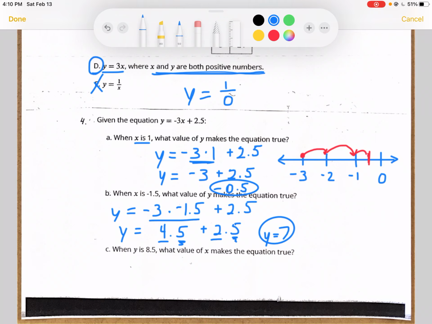Now, the last one, don't let it trick you. You're feeling confident now. You've got this thing figured out. They say when y is 8.5, what value of x makes the equation true? So they flipped it on us. So instead of plugging 8.5 in for x, plug it in for y. Better yet, let's plug it in over here. 8.5 equals negative 3x plus 2.5.